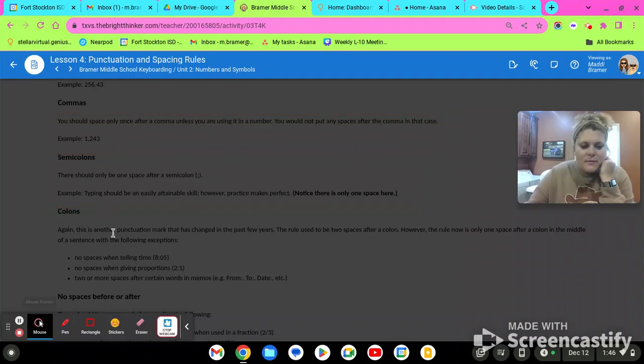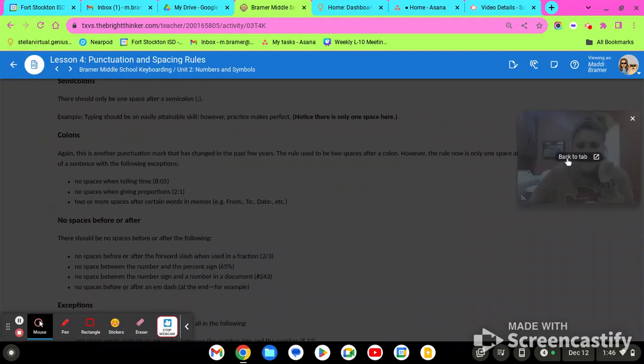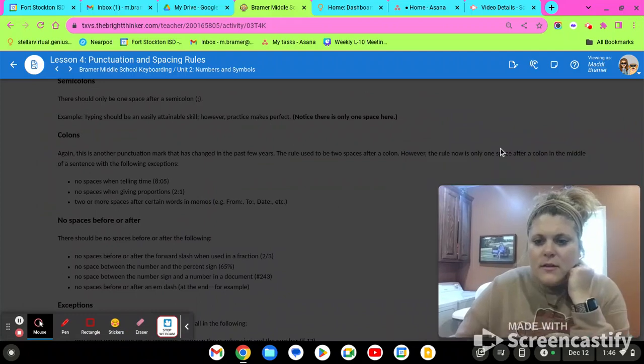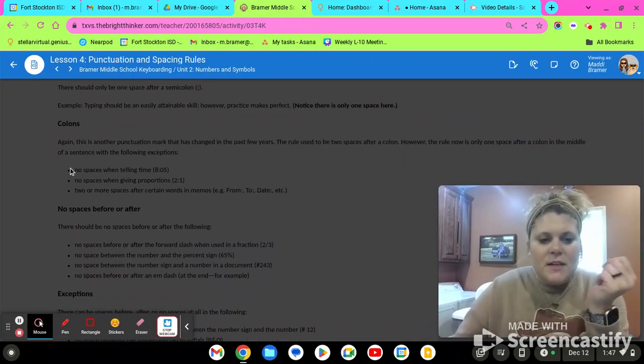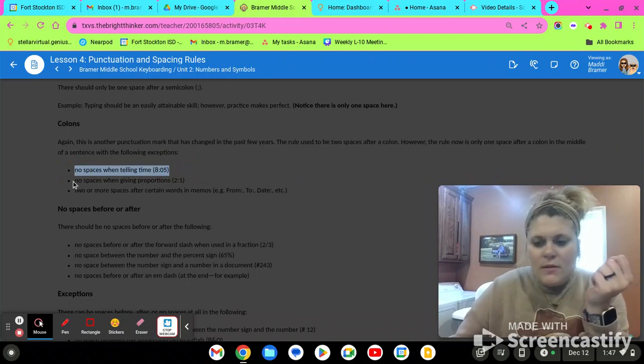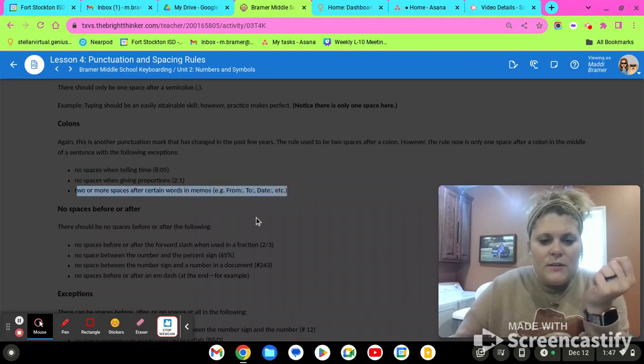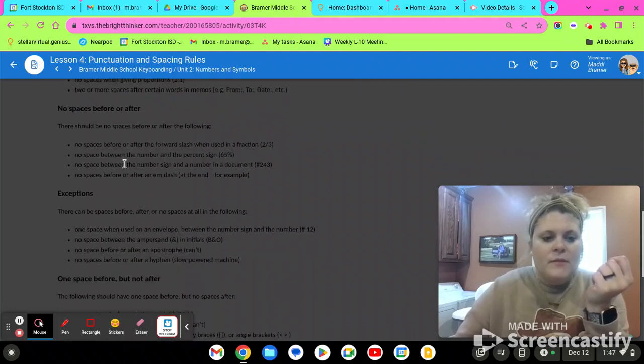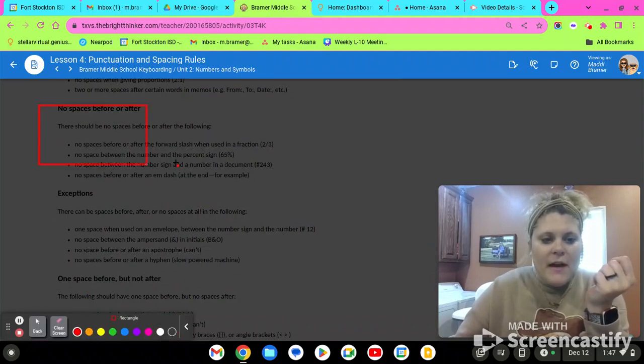Okay, colons. So this is another punctuation mark. So no spaces when you're telling time. You don't want to confuse it. No spaces when you're giving proportions, like 2:1. Two or more spaces after certain words in memos, so like from, to, or date. So there should be no spaces before or after these items. So no spaces before or after the forward slash when using a fraction. No space between the number and percent sign. No space between the sign and a number in a document. No spaces before or after an em dash.